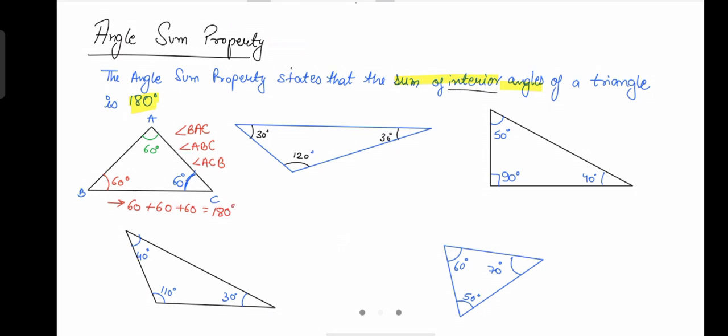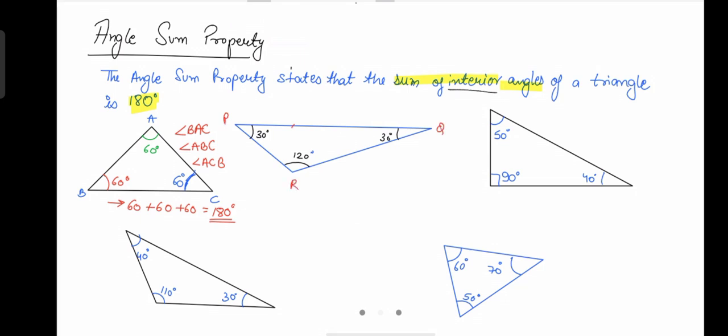So what do we mean by this? The angle sum property is saying that the sum of interior angles will be equal to 180 degrees. Is it coming out to be equal to 180 degrees? Yes, it is. Let's try a different type of triangle. Let's name this one P, Q and R.